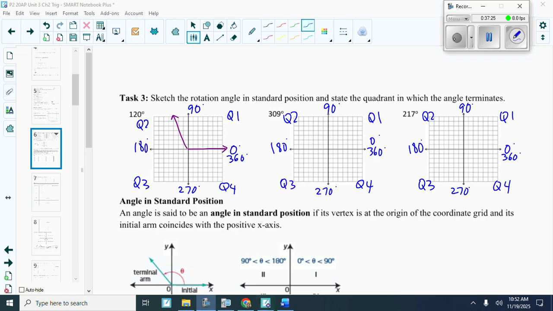What quadrant is your 309 in? 1, 2, 3, or 4? It should be in quadrant 4, because it's between 270 and 360. You have your initial arm, you have your terminal arm down here. Make sure that you indicate that your angle is all the way from your initial to your terminal. This is your angle that's equal to 309 degrees. What quadrant are we going to end up in for 217? Yeah, quadrant 3.